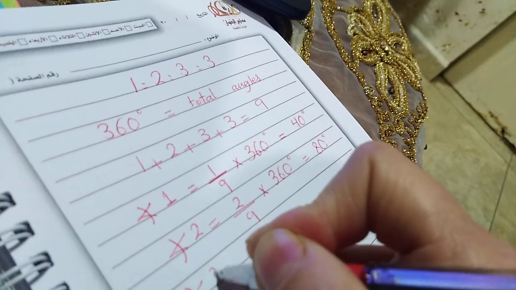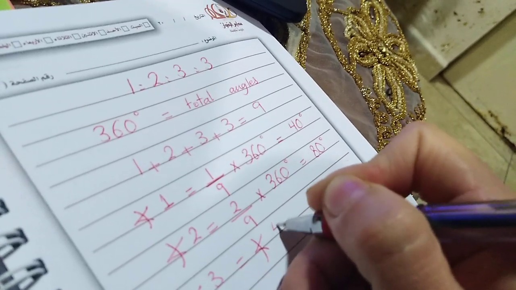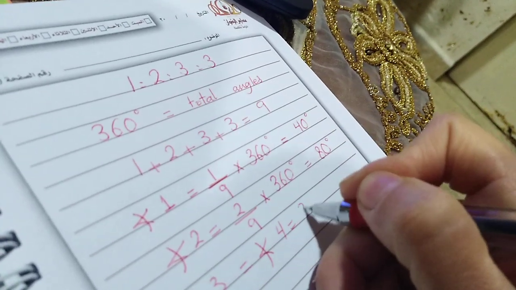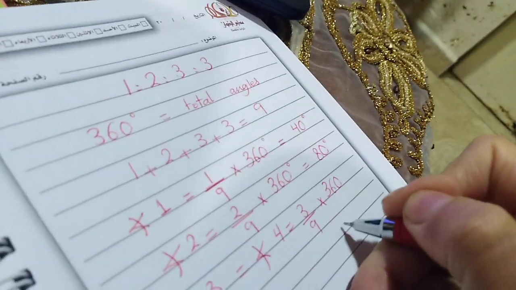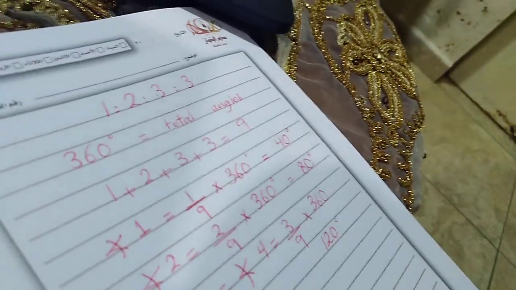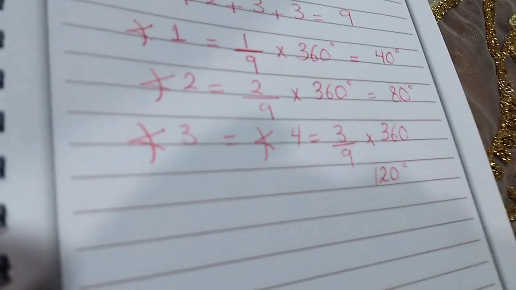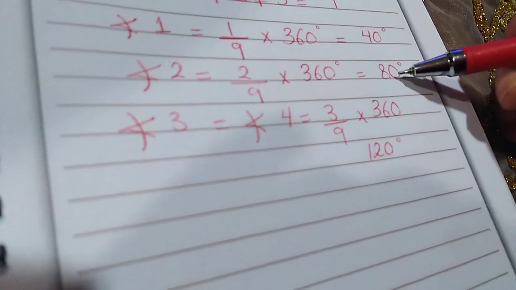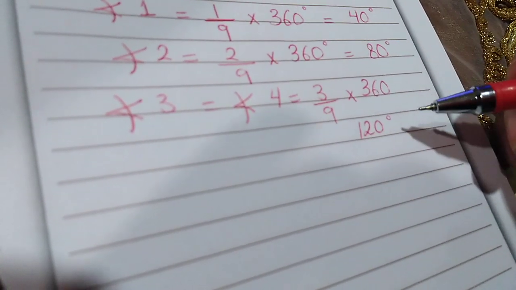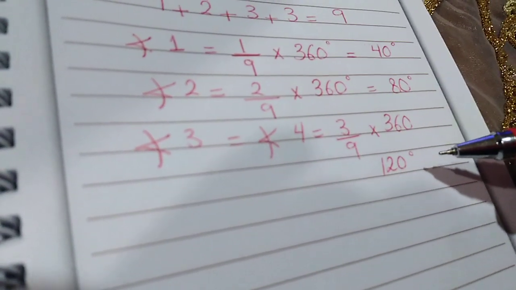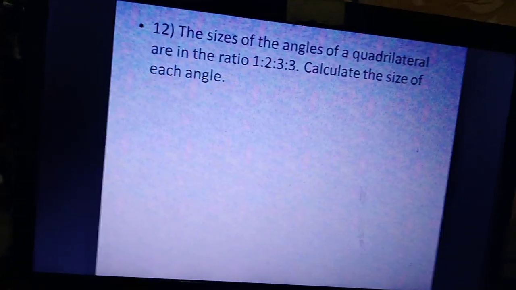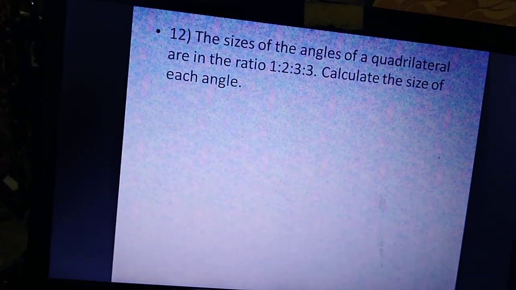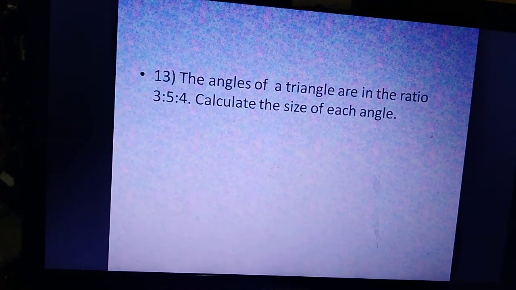Now, you notice that angle 3 is exactly equal to angle 4, which is 3 out of 9 multiplied by 360, which is exactly 120 degrees. If you look at my numbers here, I calculated 4 angles: 40, 80, 120, and 120. And the sum, of course, is 360. So this is the answer of this question, which is question number 12. Now this is the end of our lesson actually.